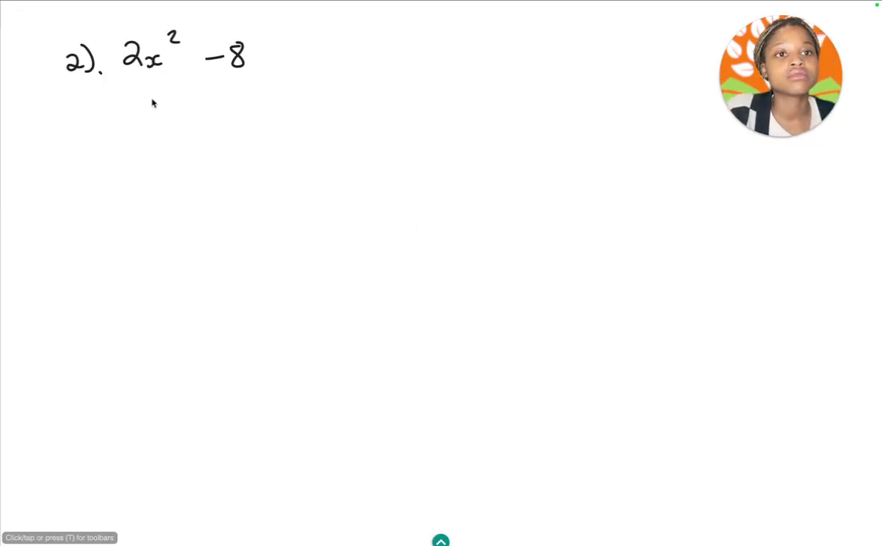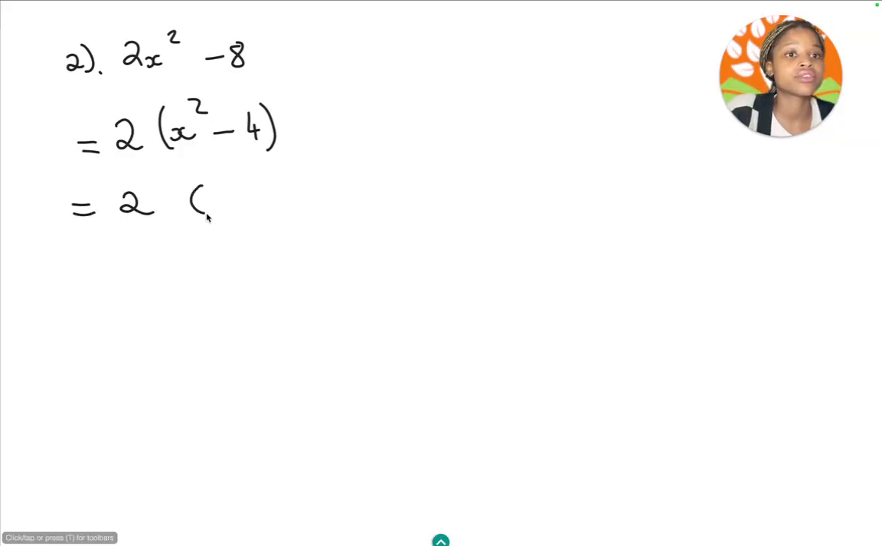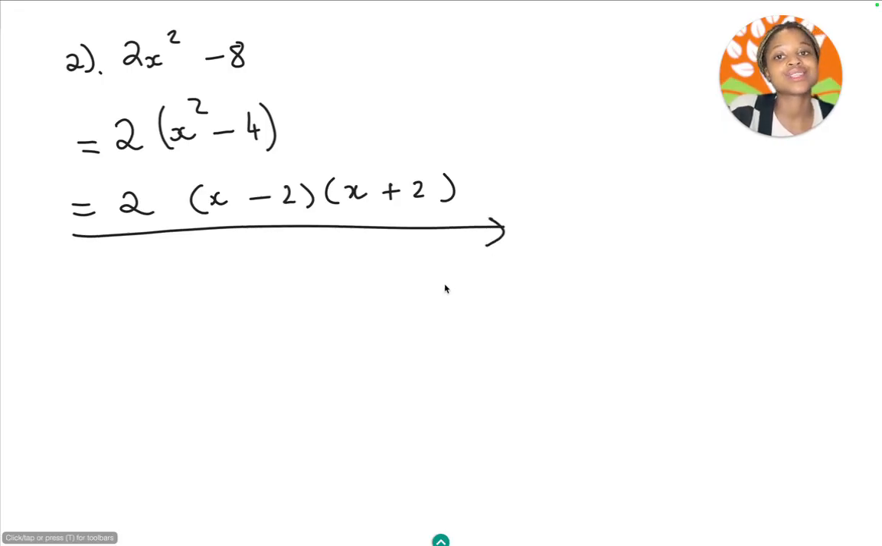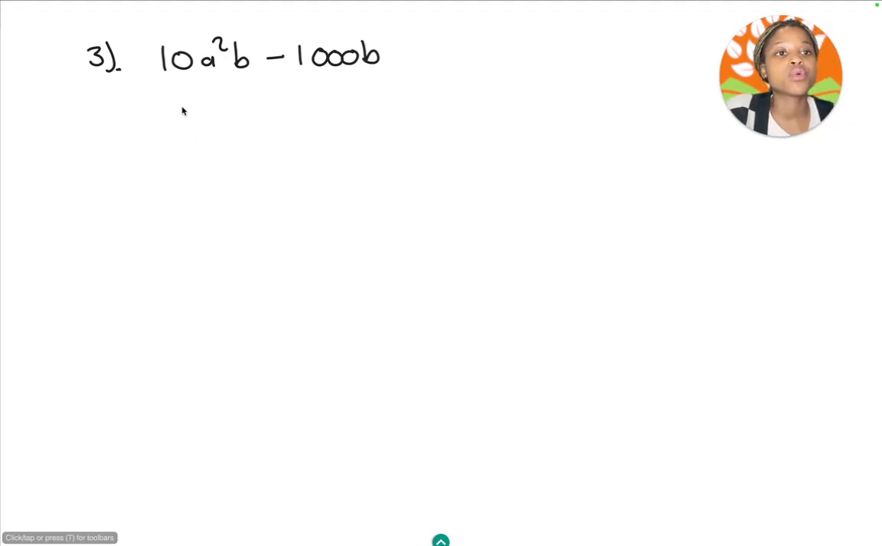And then for 2x squared minus 8, let's look for a common factor, 2, and then we've got x squared minus 4. Then we see, oh hey, this is a difference of squares, right? So we've got 2 brackets, a plus and a minus, square root of that is x, and then square root of 4 is 2. And then we can't simplify this any further, and this is our answer. Then we move forward to number 3.